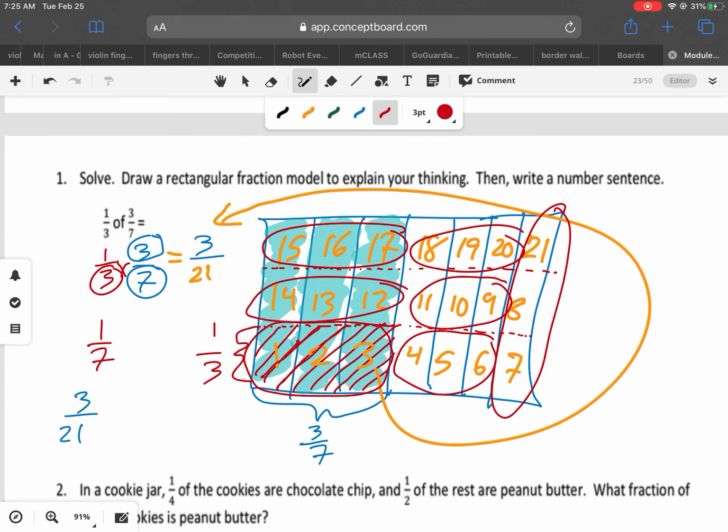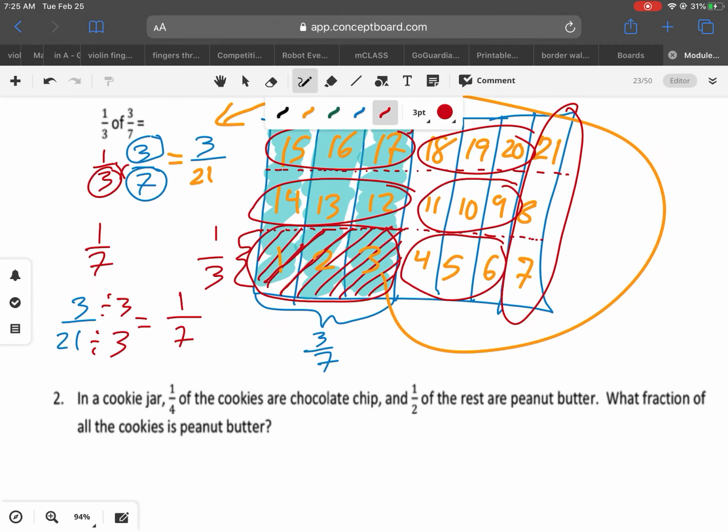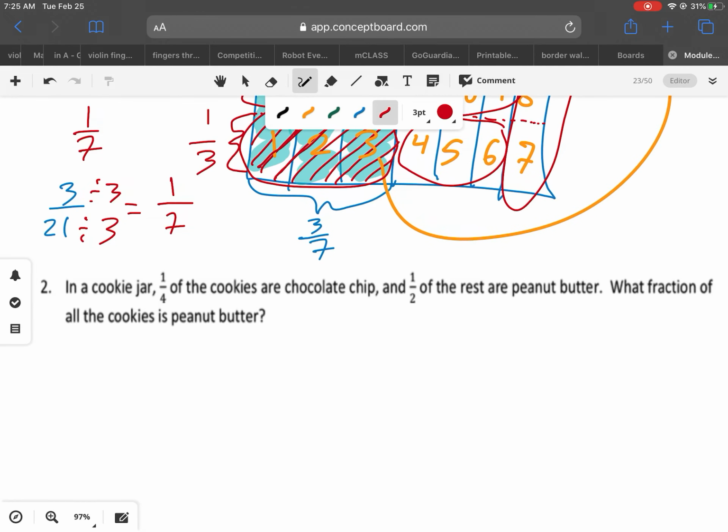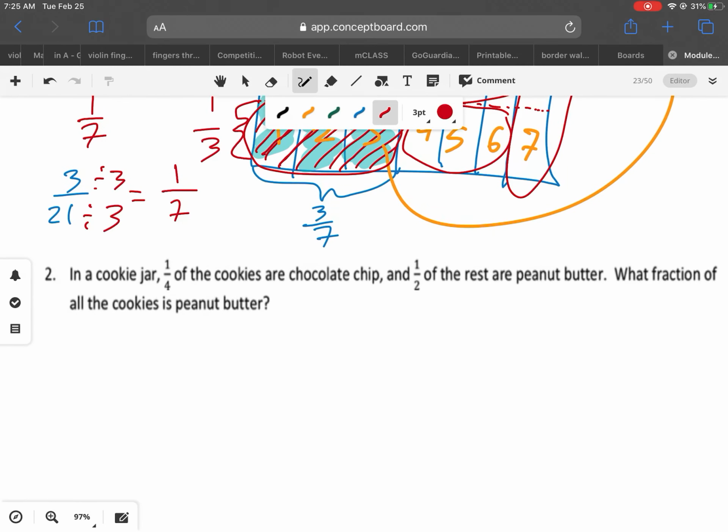For those of you that can't see that, what we can do is we will divide the top and the bottom by 3. Why 3? Well, because I know that 3 divided by 3 is possible, and I know 21 can be divided by 3. And we get 1/7. If you only get to the 3/21, you'll be okay, but let's stretch our brain again.